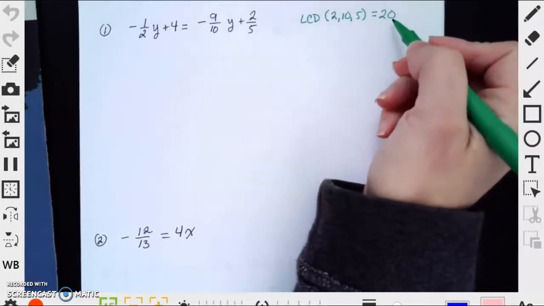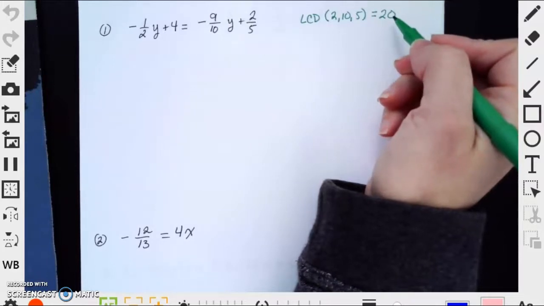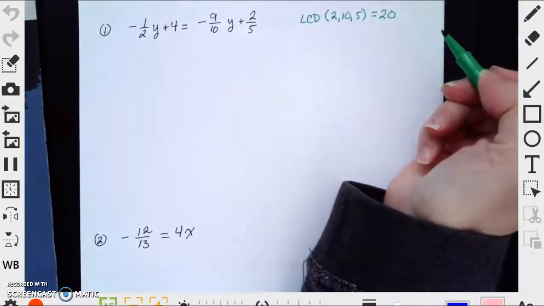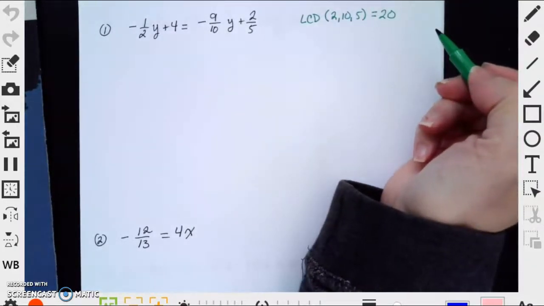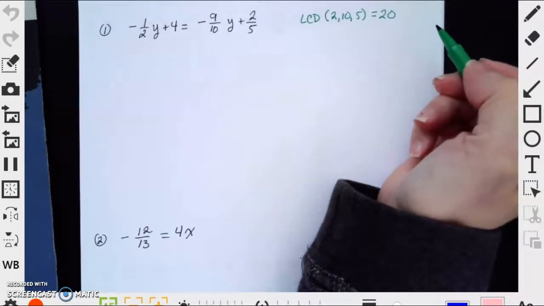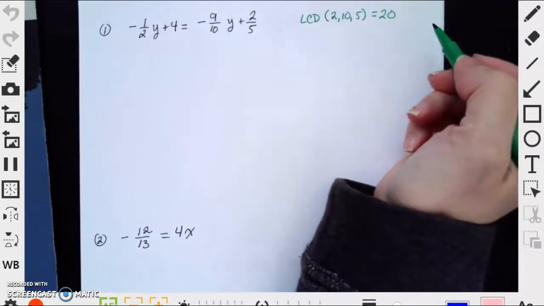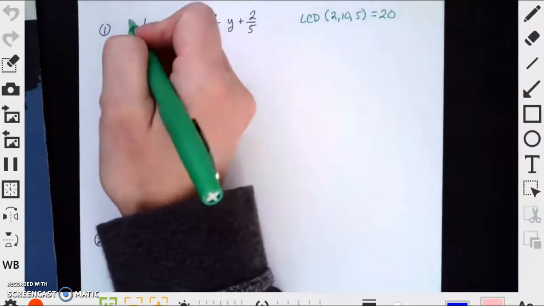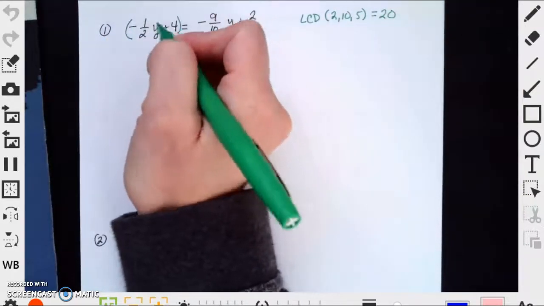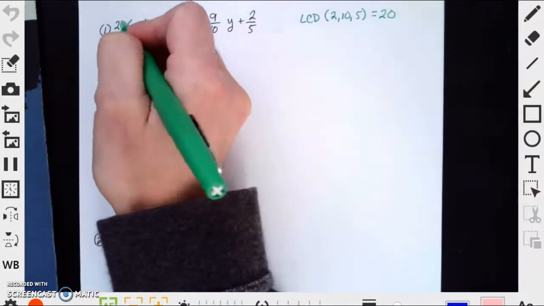So we're going to take this common denominator and we're going to use it to clear out the fractions. We are not rewriting the fractions with the same denominator. We're actually going to get rid of all the fractions in the equation. So I'm doing that using the multiplication principle, which tells me I can multiply both sides of the equation by the same non-zero number. So I'm multiplying both sides by 20.